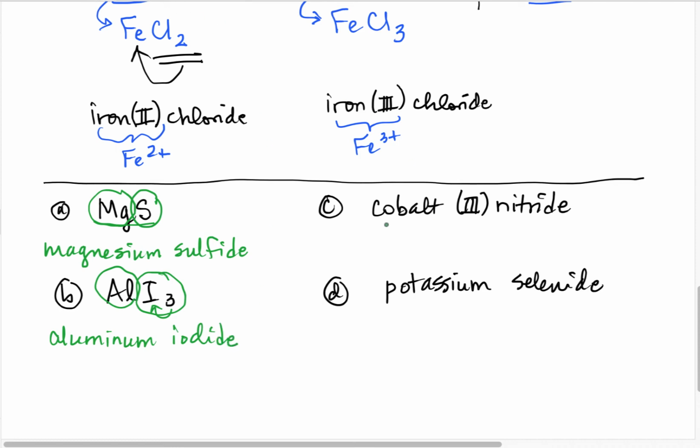Over here on the right, the element cobalt has a 3+ charge here. And if I look at nitride, nitride is an N3-, so I'm going to have cobalt nitride. Potassium is K+, selenide is Se2-, and so I would have to use 2 potassiums to balance out the charge on the selenium, K2Se. Now sometimes we'll get some weird combinations of charges.